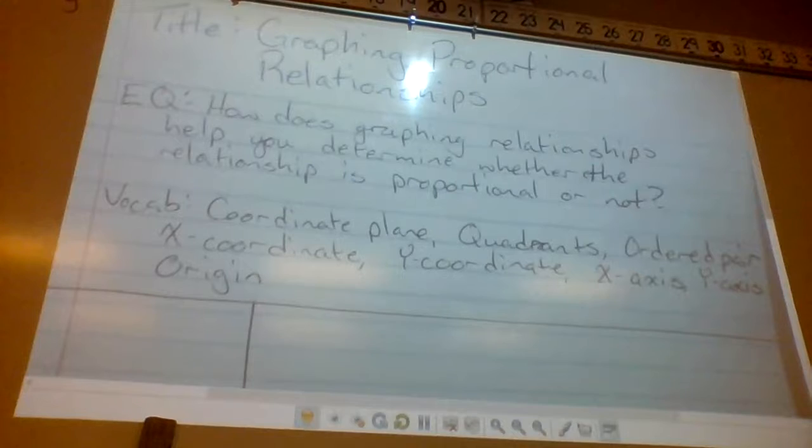All right, so today we are graphing proportional relationships. Be honest with you guys, the hardest part about this is going to be doing the definitions.